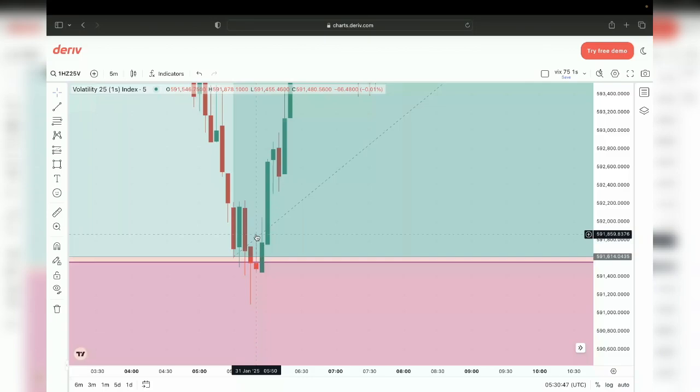The closure above has to be with body. Now this one closed with body, and the next one closed above it, making this place a single candle order block. So if you were stacking, you can stack right here. If you're setting limits, you would have set limits here.